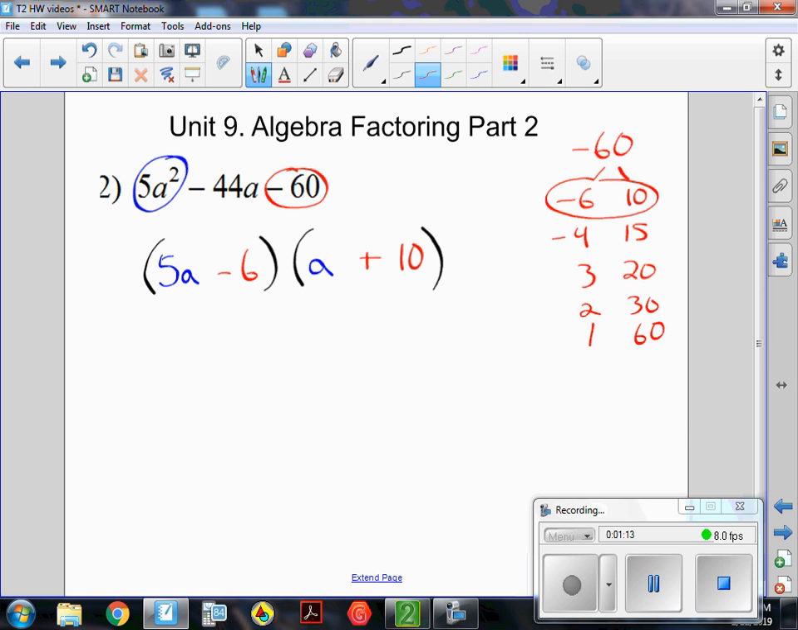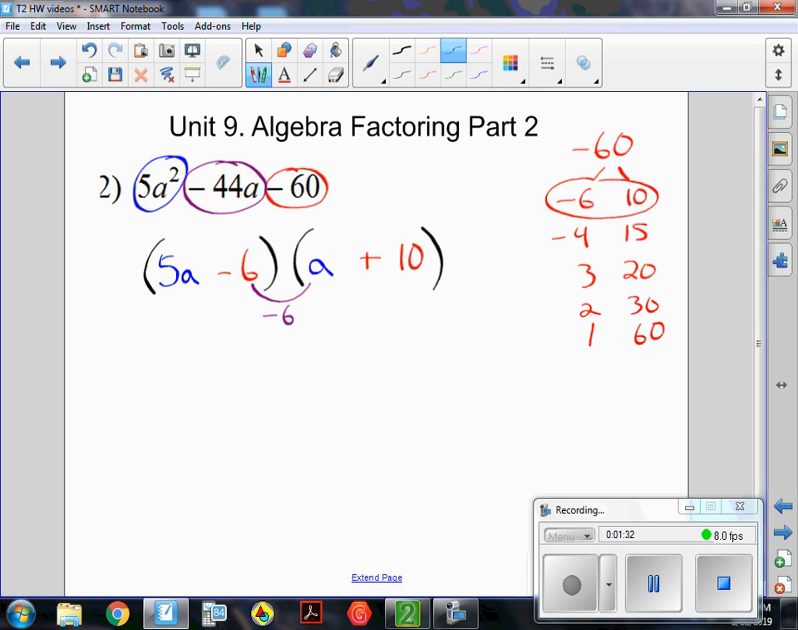We know that the two blue numbers are going to multiply to give you 5a squared. I can double check that my red numbers, negative 6 and positive 10, multiply to give you negative 60. And then I need to check to see if I can come up with a negative 44 by doing the outside numbers and the inside numbers. That's what you would have done when you distributed.